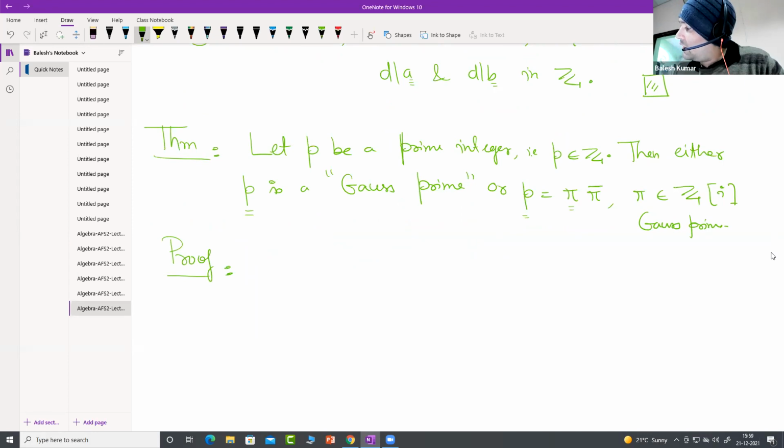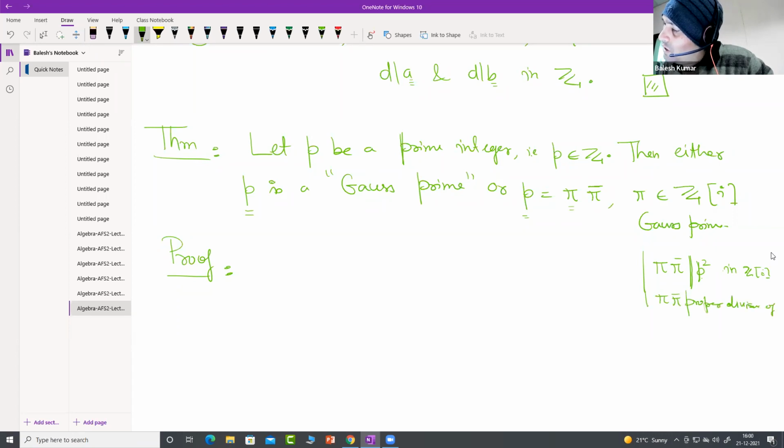So how can we start proving this? Our aim is to show that either p is a Gauss prime or p is a product of that form. To prove such results, if we can somehow conclude that pi bar divides p squared, inside Z[i], we can show in fact that this pi bar is a proper divisor of p squared, that means a proper divisor of p squared.